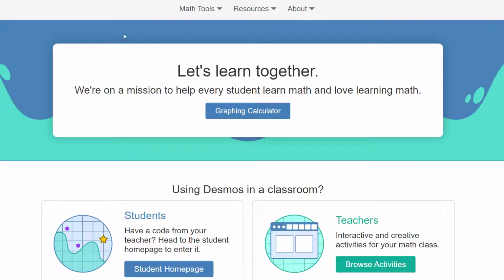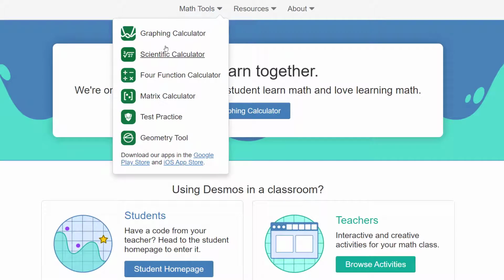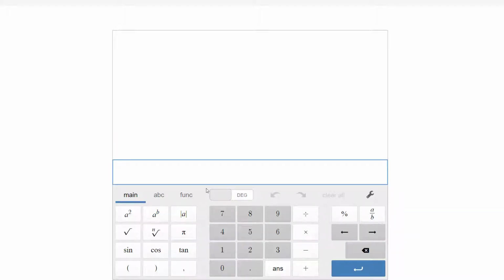So here I am on Desmos's main page. I'll just click on Math Tools, and I'm only going to use a scientific calculator, not the graphing calculator. Mainly because I don't need the graphing calculator, and there's just too much extra stuff involved there. So what I'm going to say is that b is going to equal, and that's the nice thing about Desmos's scientific calculators, you can assign variables in there.